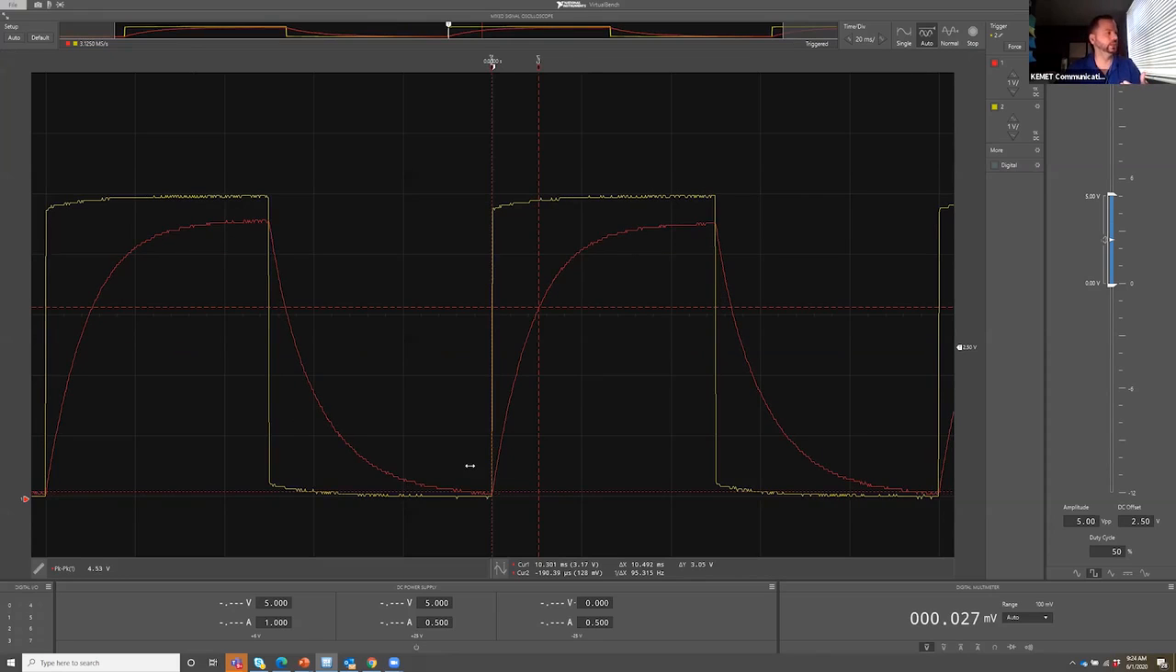And what's happening, the yellow is the input, and you can see that the output here in red is rising in that sort of inverse exponential format. And I have my cursors here set up to where the voltage is 63.2% of the target voltage. So I have my output here at 5 volts. 63.2% of 5 volts is 3.16 or so. And then that time is 10.49 milliseconds. So if you do that RC time constant math, it all sort of checks out.